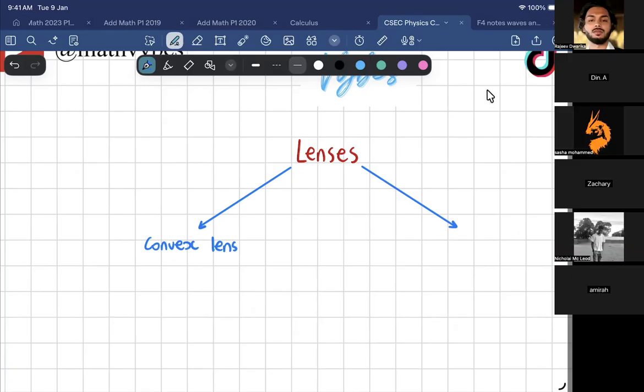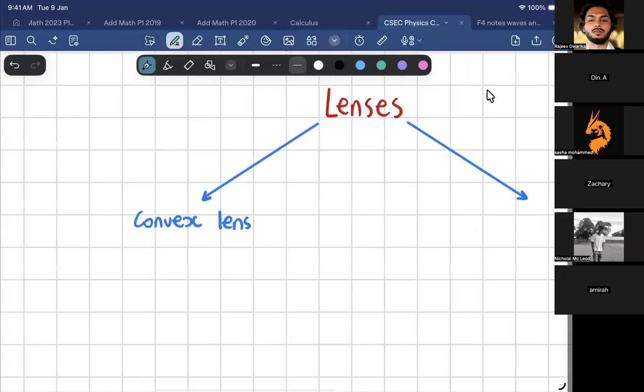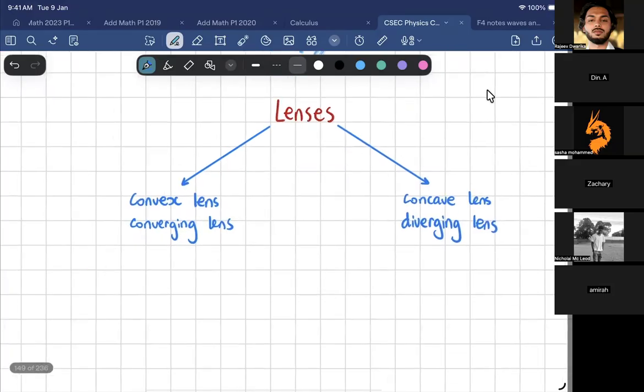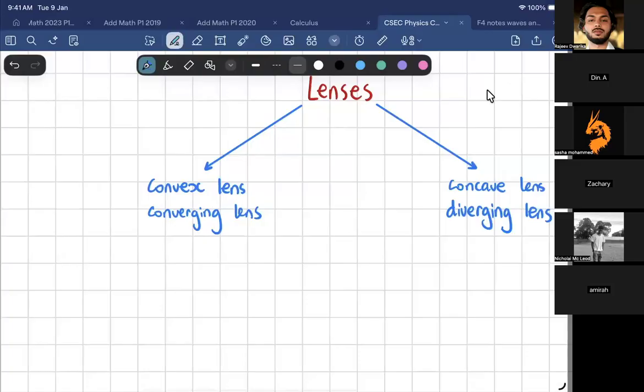But anyways, convex lens, another name for convex lens is convergent. Okay, what's the other type of lens called? Concave or divergent. Yeah, concave lens. Cool. And so let me quickly draw a convex lens for you guys. This is what a convex lens typically looks like.